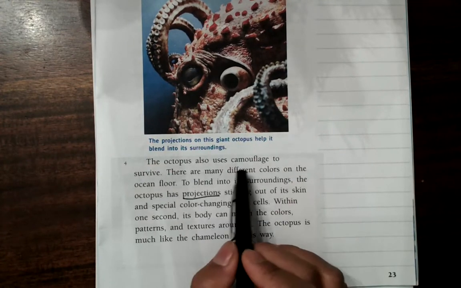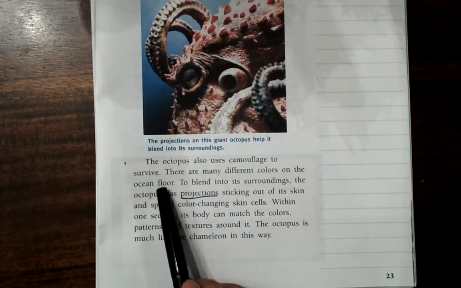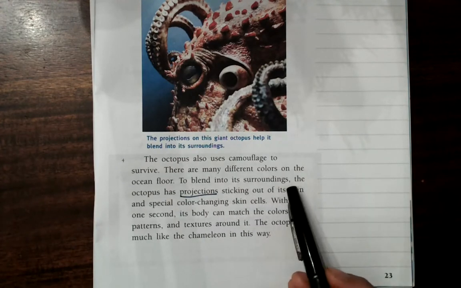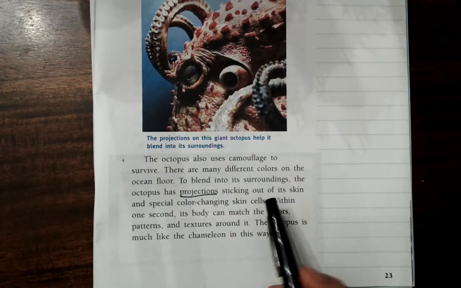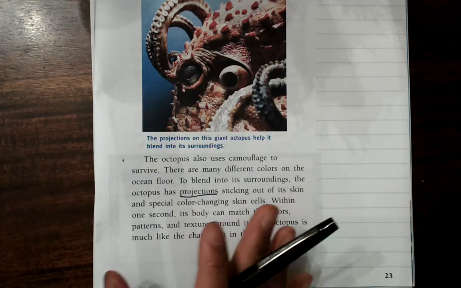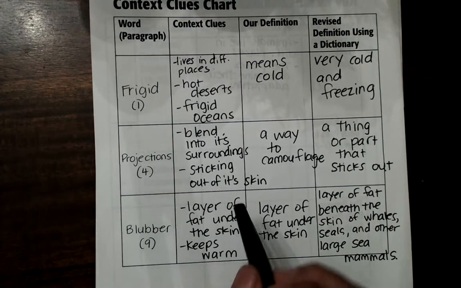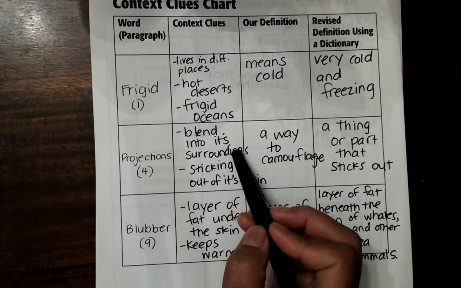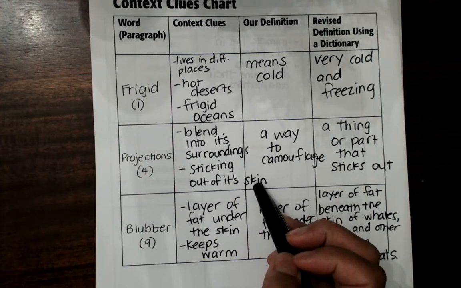The octopus also uses camouflage to survive. There are many different colors on the ocean floor. To blend into its surroundings, the octopus has projections sticking out of its skin and special color-changing skin cells. Okay, so around the word projections, I saw 2 different clues that give me an idea of what projections could mean. And here in my packet, I wrote that in order to blend into its surroundings, the octopus has projections sticking out of its skin. Did you see that too?